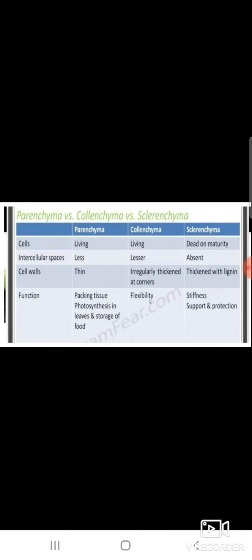Then collenchyma and sclerenchyma compared. Collenchyma cells are living, sclerenchyma cells are dead at maturity. Intercellular spaces are present in collenchyma in lesser amount and absent in sclerenchyma. The cell wall is irregularly thickened at corners in collenchyma and thickened with lignin in sclerenchyma. Functions: collenchyma gives flexibility, while sclerenchyma gives stiffness, support and protection.